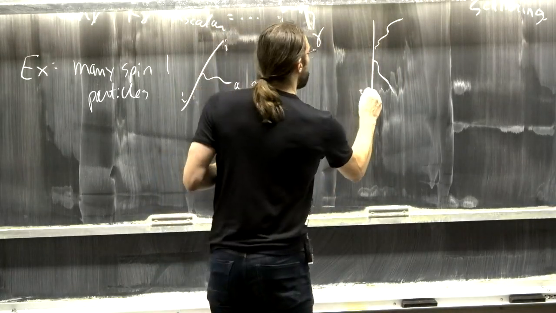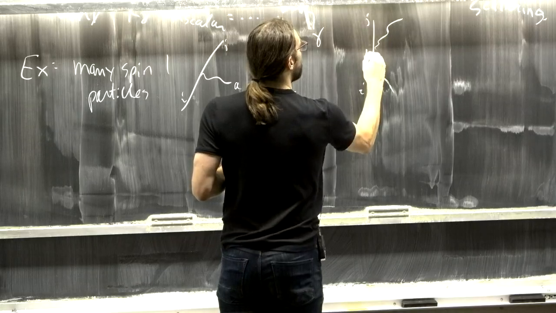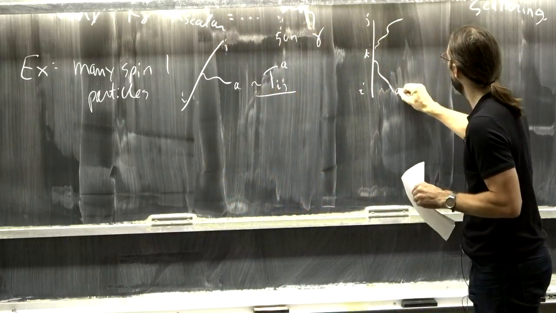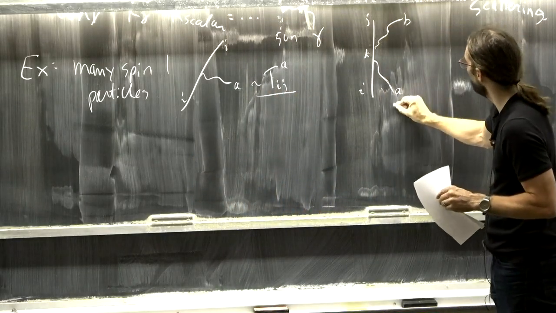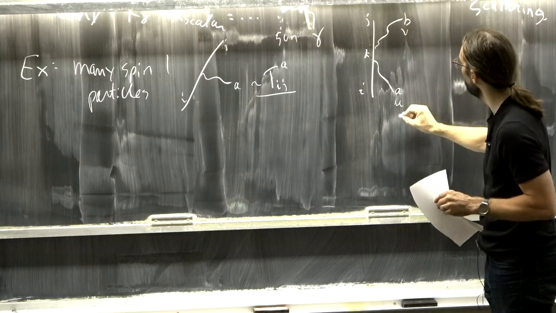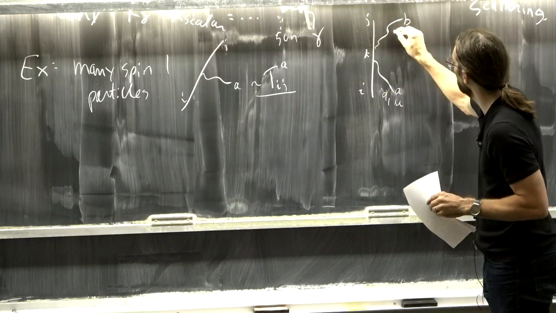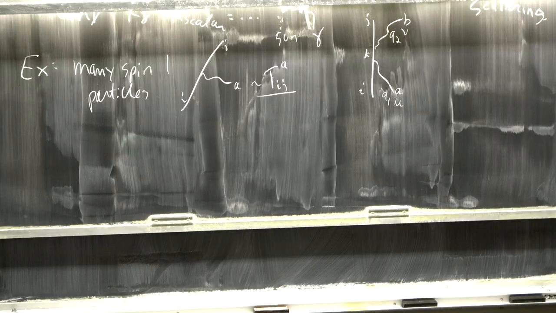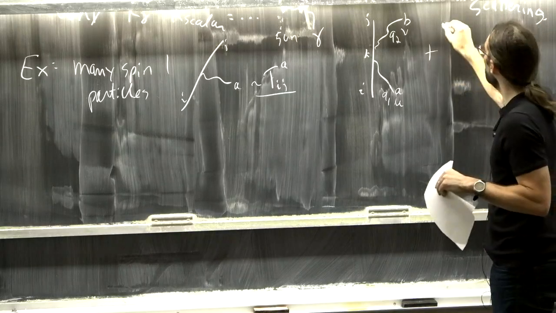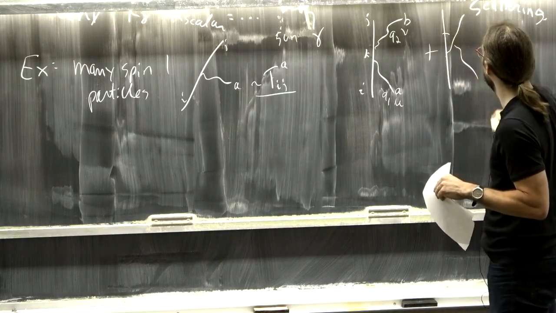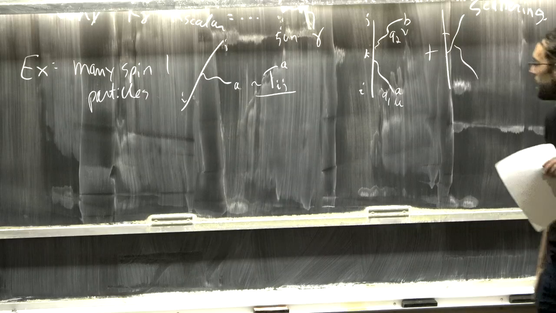So this could be I, this would be J, so this would have flavor K, this would have A and B. And this is a photon, so it has indices mu and nu. Let's call this one q1, this one q2. Okay? In principle, you can imagine two graphs like this.